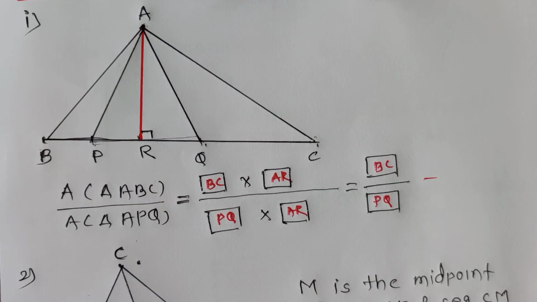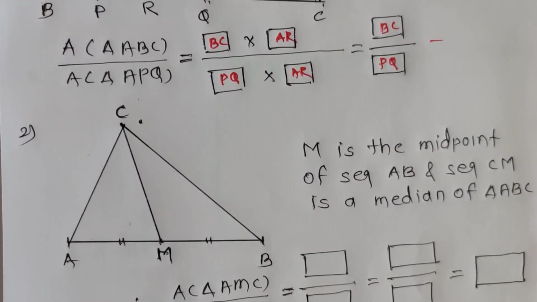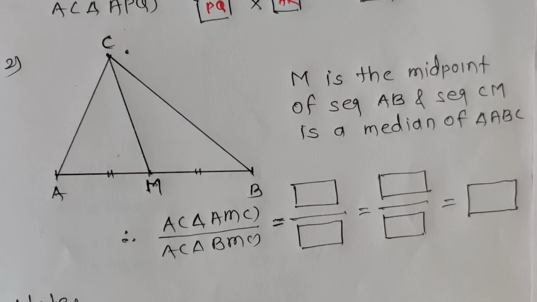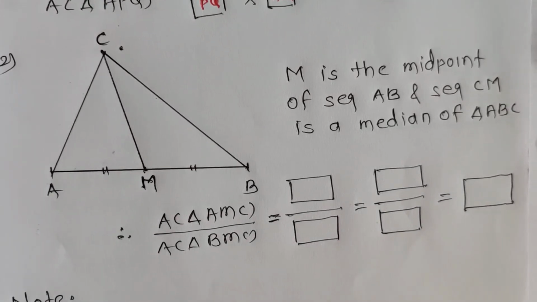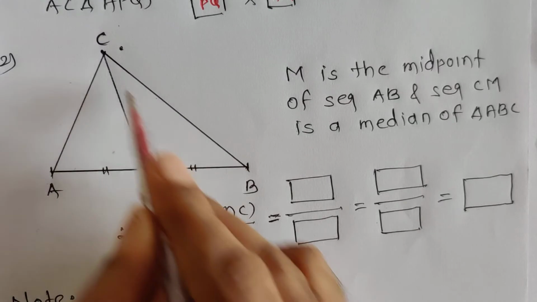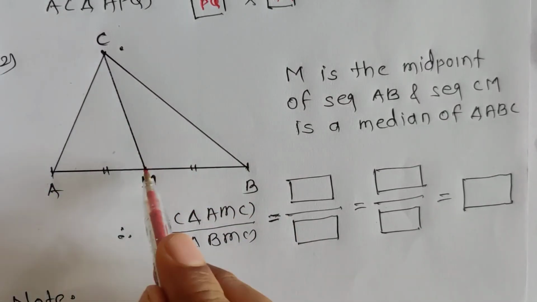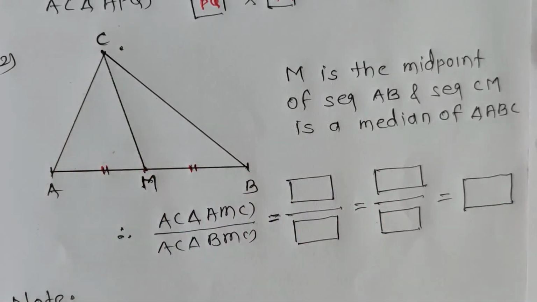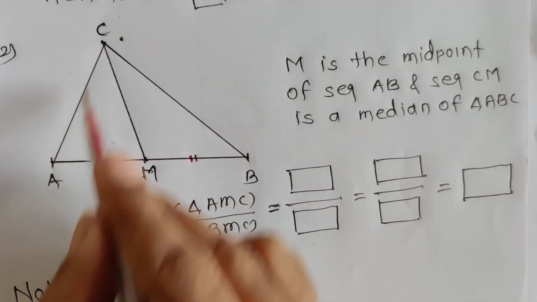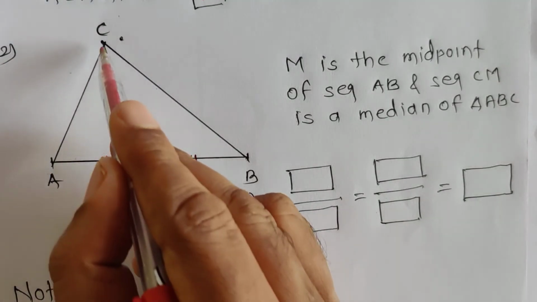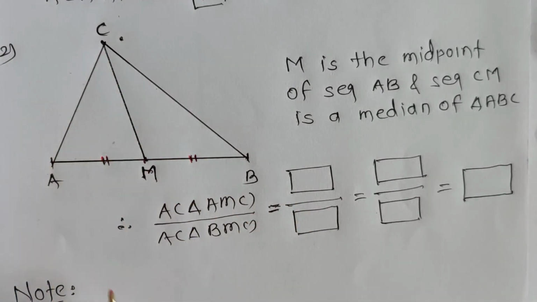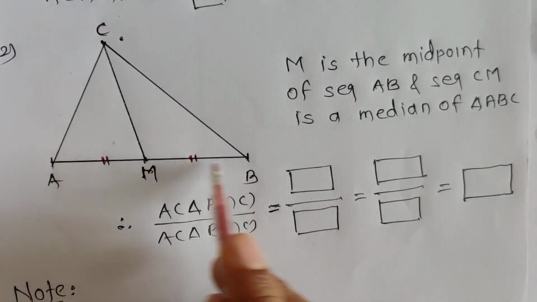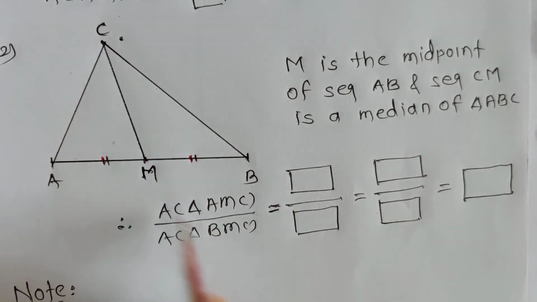So this is the small activity. Now let us see the second activity. Observe carefully this second figure. Here triangle ABC is the given triangle. M is the midpoint of BC, that means CM is the median of triangle ABC. Then what we have to write? The ratio of the area of triangle AMC, AMC means this one, and the area of triangle BMC.